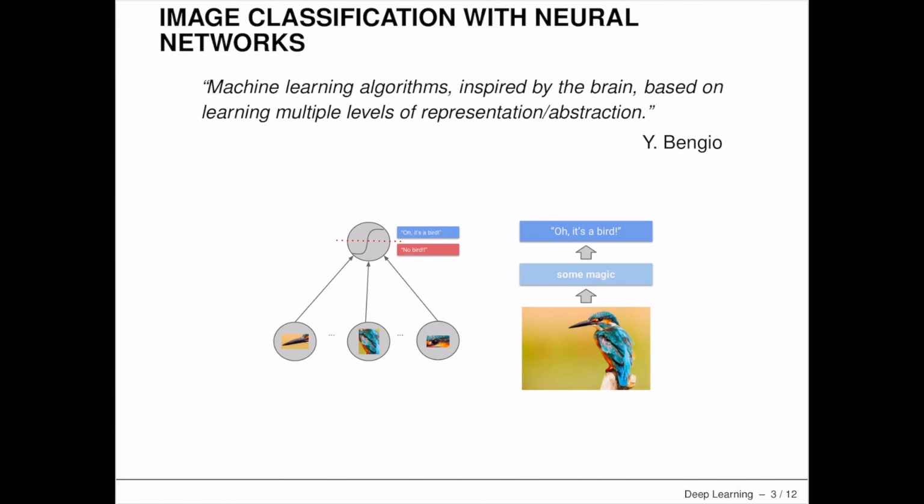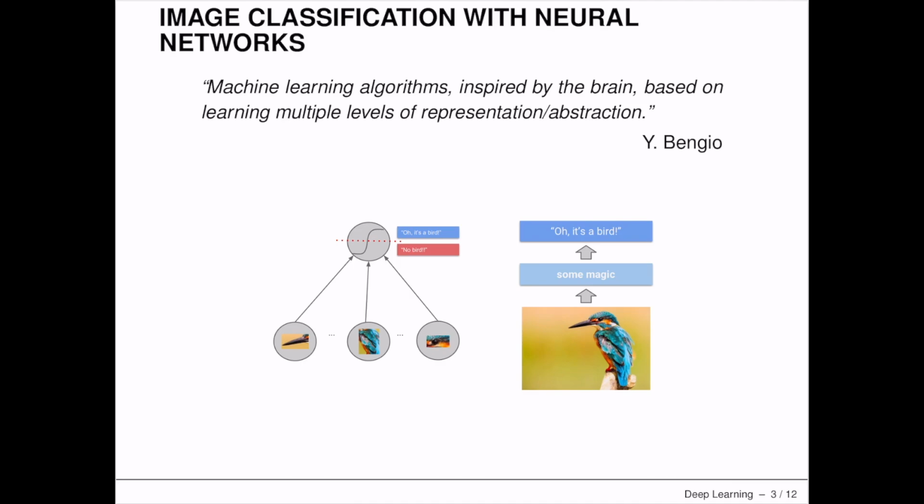Yoshua Bengio, one of the fathers of deep learning, and one of the three guys that got the Turing Award 2018, defines deep learning as machine learning algorithms inspired by the brain based on learning multiple levels of representations or abstractions. Learning multiple levels of representations or abstractions, what does it mean?